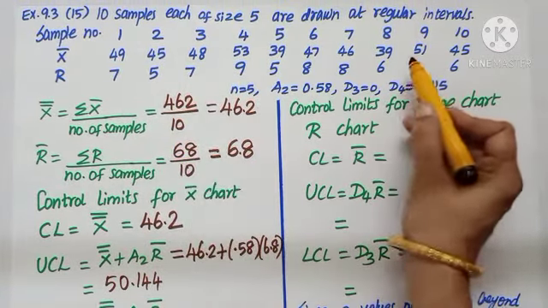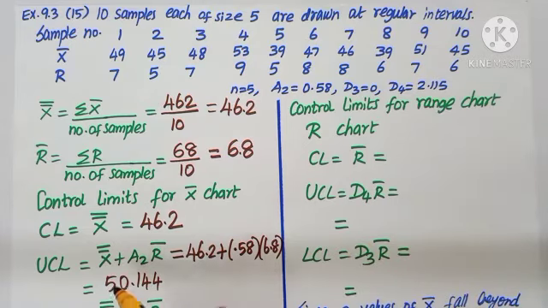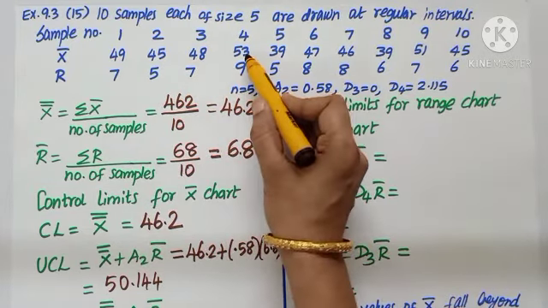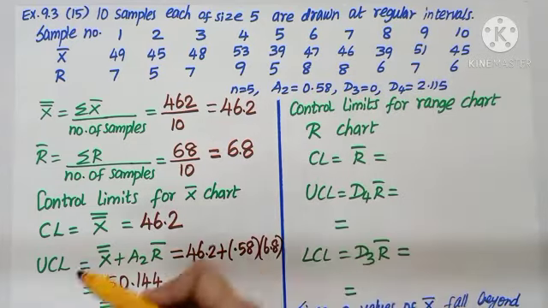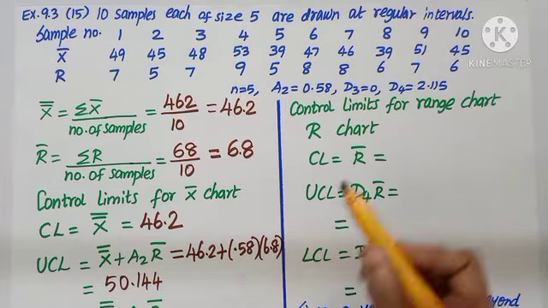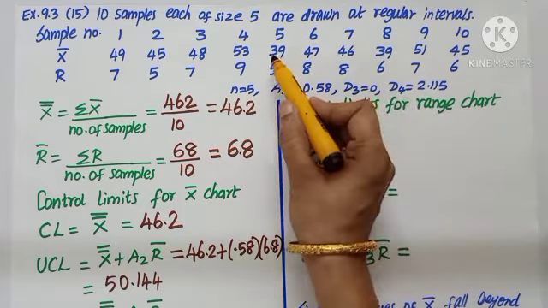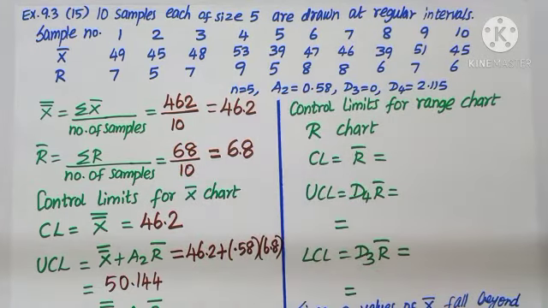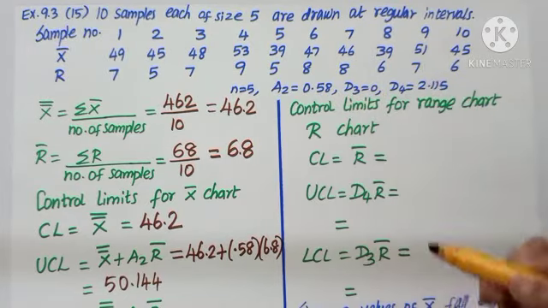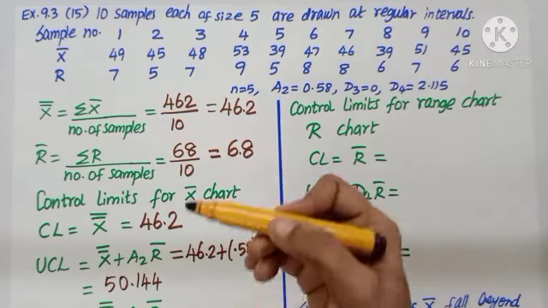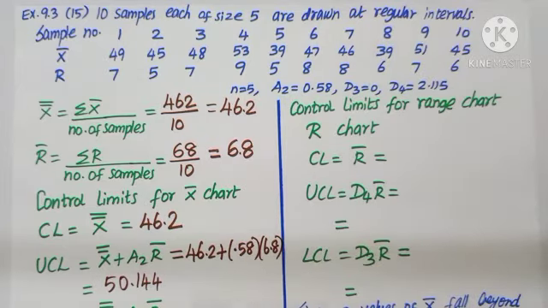X bar values, check whether any number is above 50. We have 53, 51. So these numbers fall beyond UCL. 42.256. I have some numbers falling below, 39. 239s are there. So these values fall below. So some values fall below, some values fall above. So we will say the process is not under control.